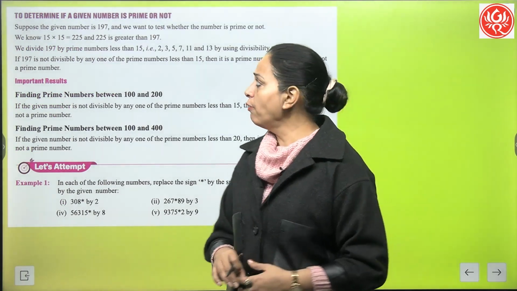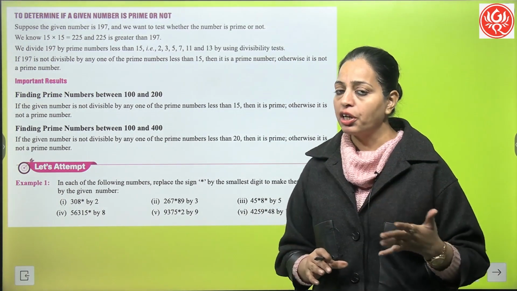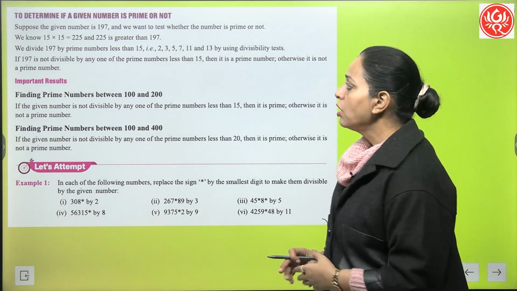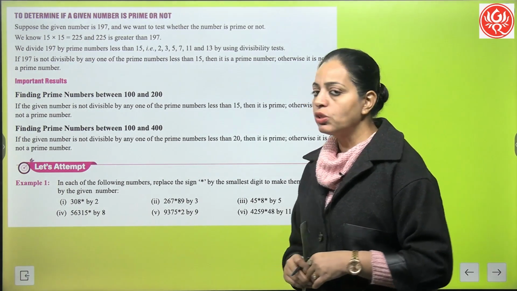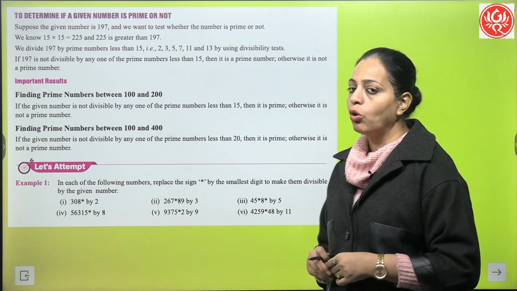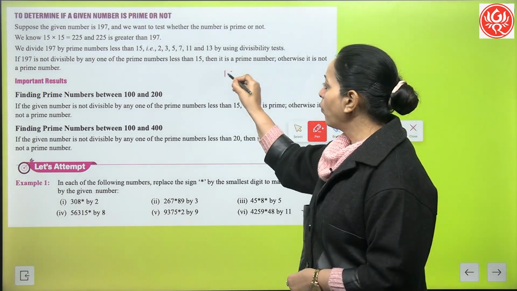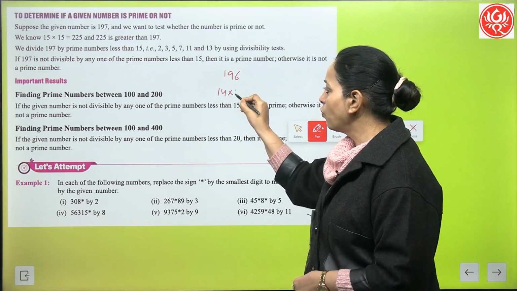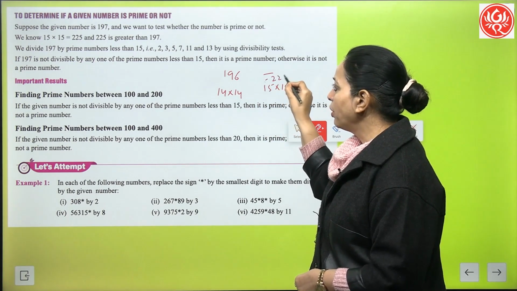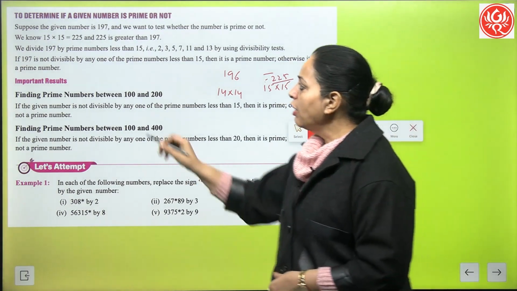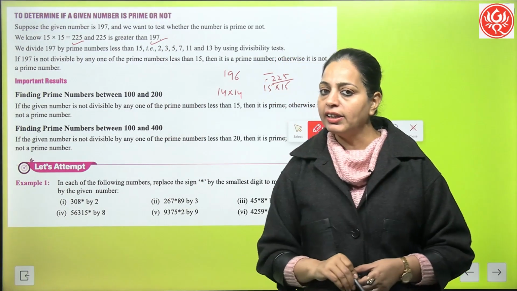Now to determine if a given number is prime or not. अब हम एक number given है, हमें check करना है whether this is prime or not. Suppose the given number is 197 and we want to test whether the number is prime or not. तो आप देखो 197 जो है that is bigger than 196 यानी 14 into 14 and 15 into 15 क्या होगा आपके पास 225. So we know that 15 into 15 is 225 and it is greater than 197.